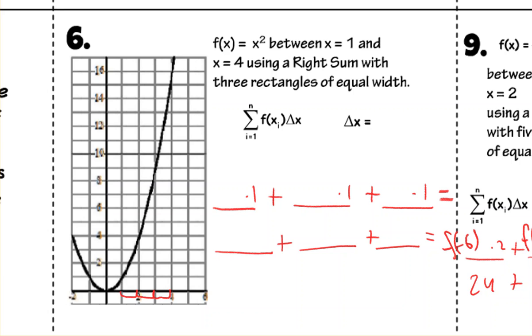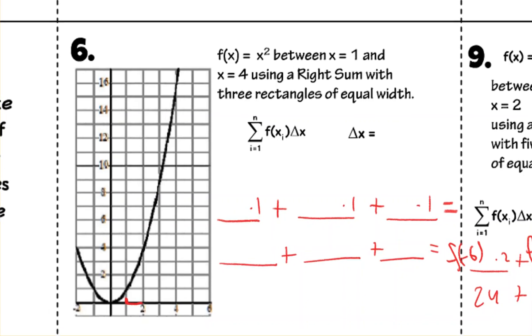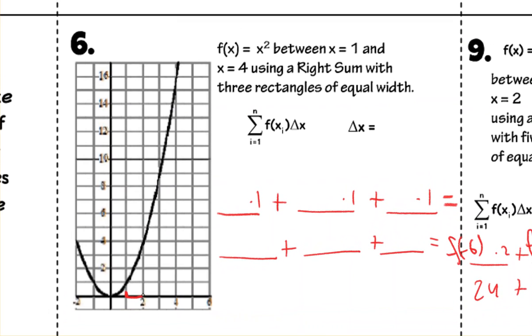Alright, so I have the first part drawn out that we could just carry over from the last part. But if this is one of your rectangles, if it's right sum, it's going to come from the right side. So the y value when x is 2. And this is going to come from the y value when x is 3. This one's going to come from the y value when x is 4.